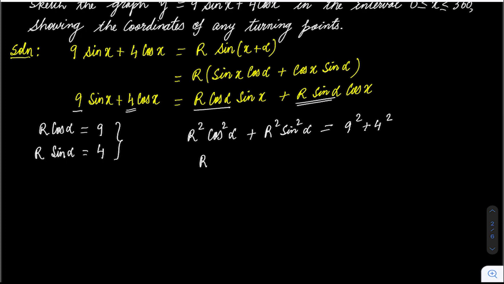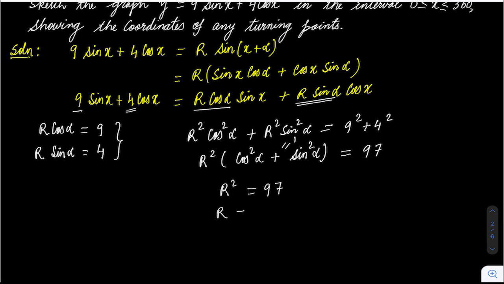So this will be left with R square into cos square alpha plus sine square alpha, which we already know is going to be 1 irrespective of the value of alpha. What is this? 81 plus 16 is 97. So R square, because this value is 1, R square is 97. So my R value is coming out to be square root of 97, because we need positive R. Okay, so this is my R value.